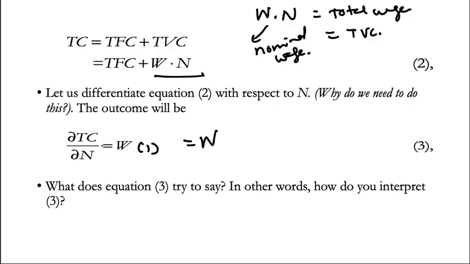Okay, so what does it say here? This differentiation of total cost with respect to N says that if one additional labor hour has been added into the production process, then the additional cost will be equivalent to the wage rate. So this is actually marginal factor cost or marginal cost. Okay, marginal factor cost.